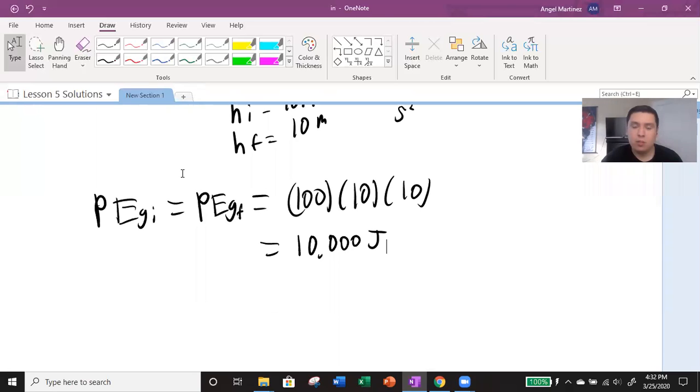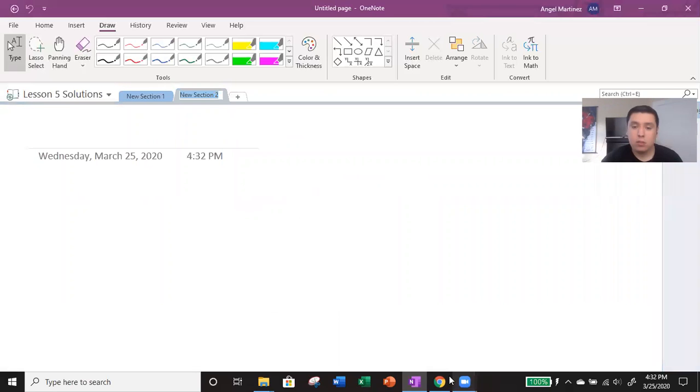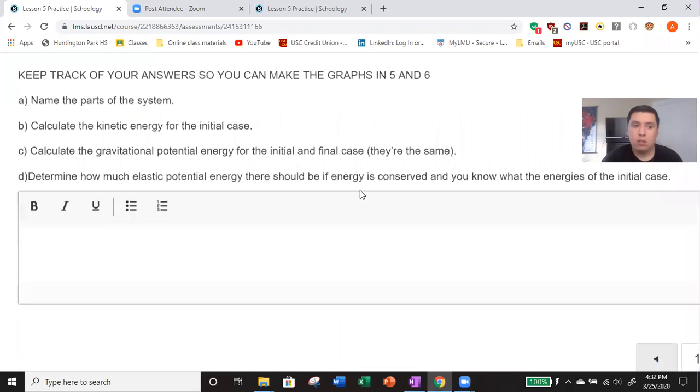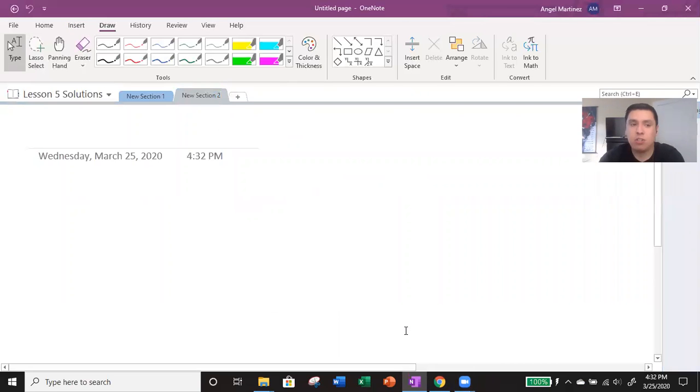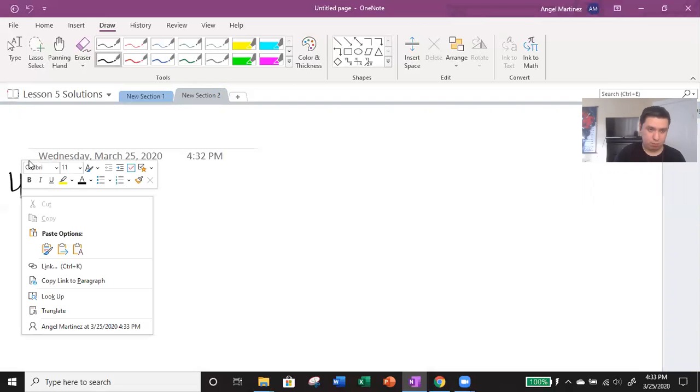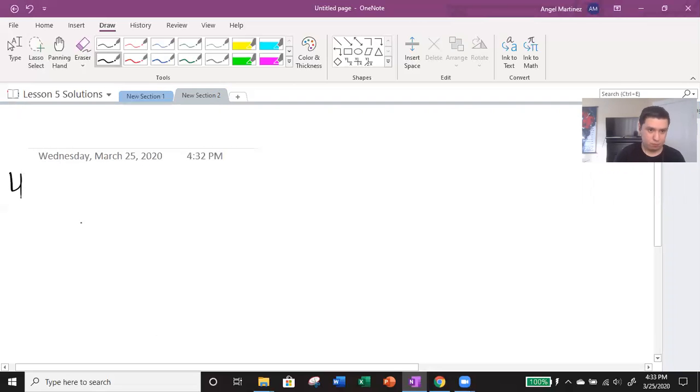Do a new page for this. Okay. Determine how much elastic potential energy there should be if energy is conserved, and you know what the energies are in the initial case. Sorry, that's a typo. I'll try to make sure I don't have typos for the quiz. So this, we need the conservation of energy equation.